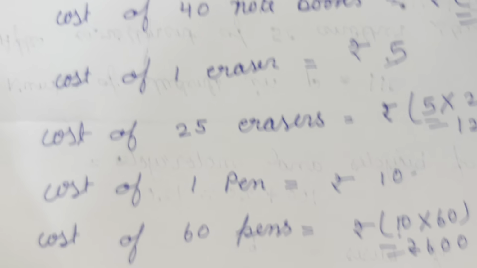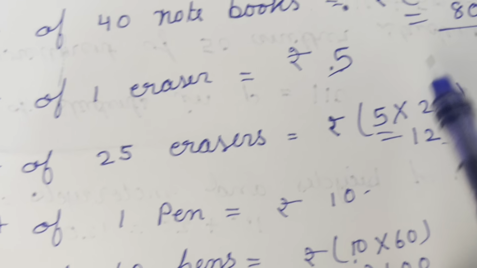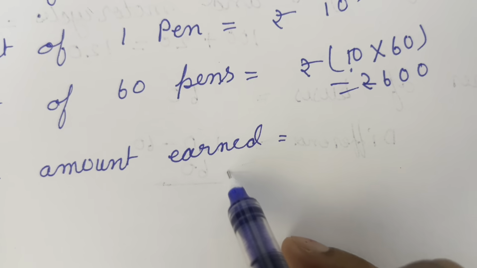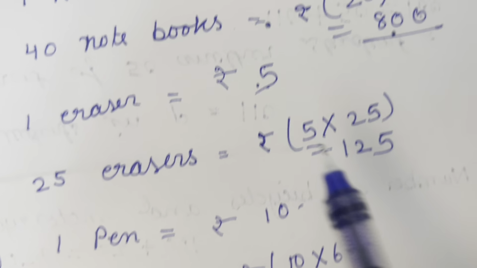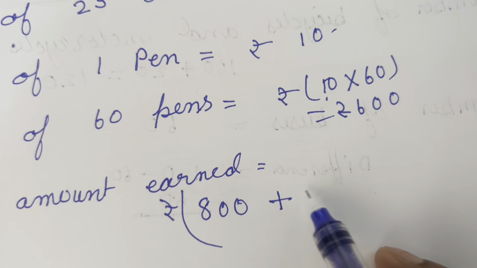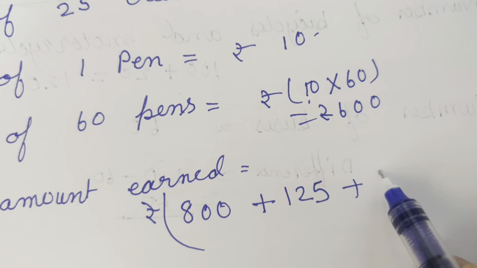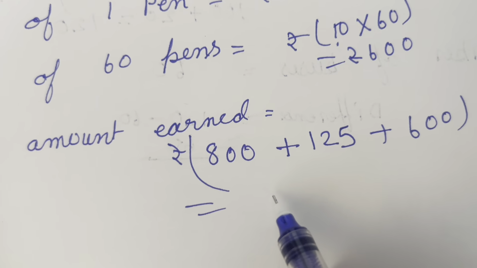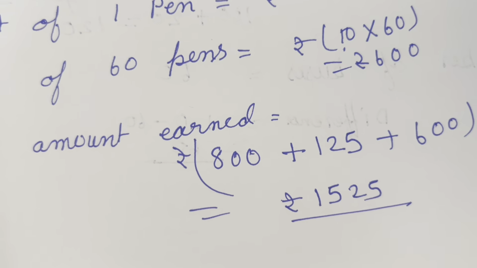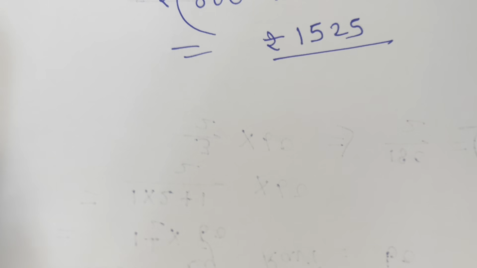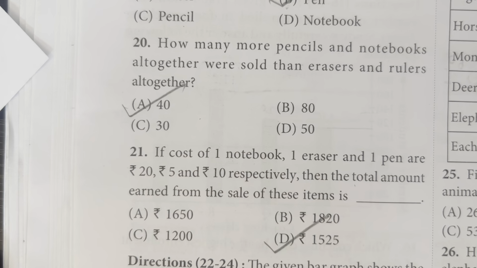Is it clear? Look, the total amount earned is equal to the cost of 40 notebooks, that is 800, plus the cost of 25 erasers, that is 125, and the cost of 60 pens, that is 600. After adding this we will get rupees 1525. So our right answer is 1525. So option D is the right option for question number 21.